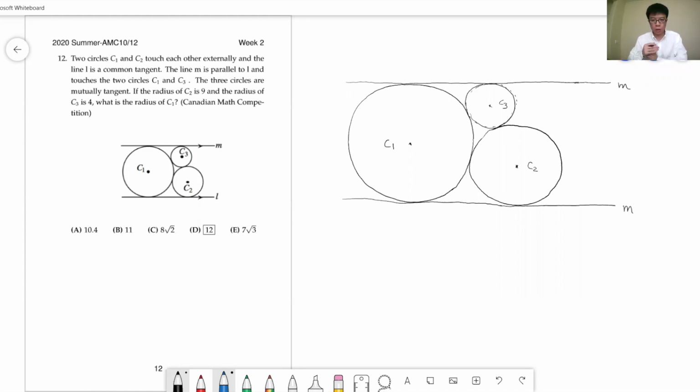So here I draw a slightly larger picture so I can draw clearly. So here the idea is as follows. Let me connect C1 to this. Let me draw a diameter perpendicular to these 2 lines. Okay. And also we can connect those centers.